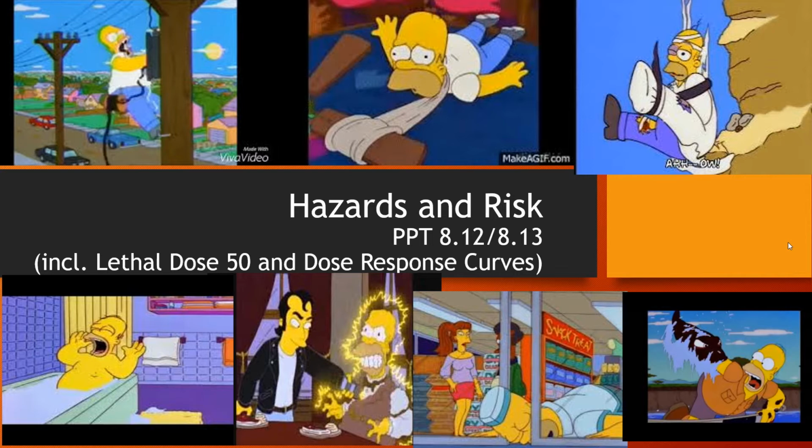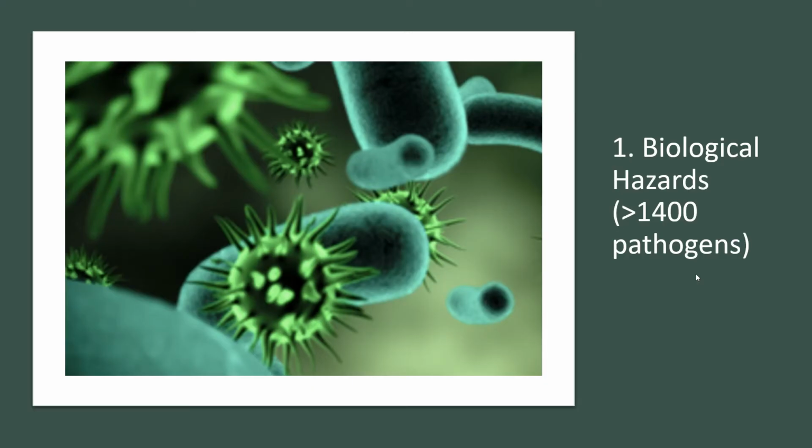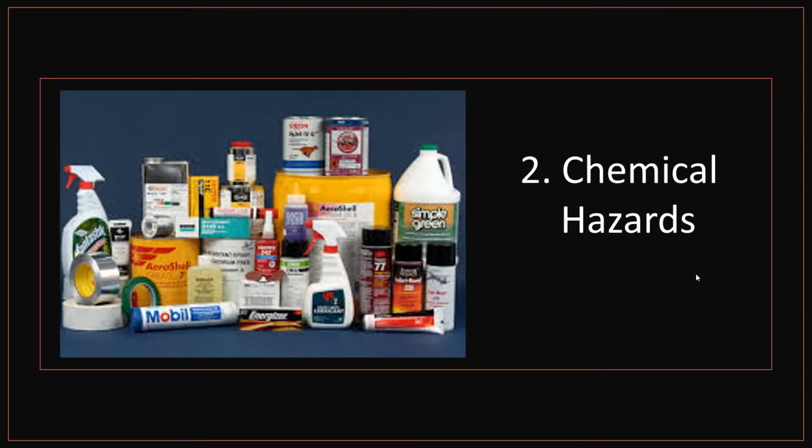We're going to look at hazards and risks. So we got a lot in this section. There are 5 types of hazards. Once again, pretty much anything Homer Simpson does. First one is biological hazards. We have over 1,400 pathogens out there.